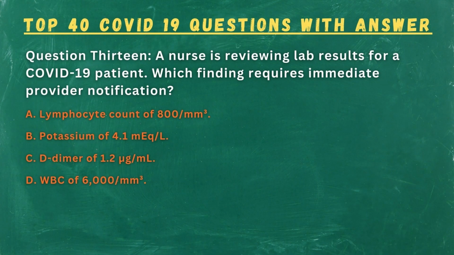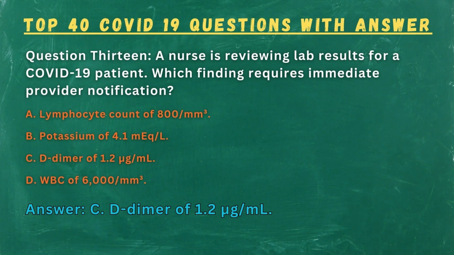Question 13. A nurse is reviewing lab results for a COVID-19 patient. Which finding requires immediate provider notification? A. Lymphocyte count of 800/mm³. B. Potassium of 4.1 mEq/L. C. D-dimer of 1.2 μg/ml. D. WBC of 6,000/mm³. Answer: C. D-dimer of 1.2 μg/ml.